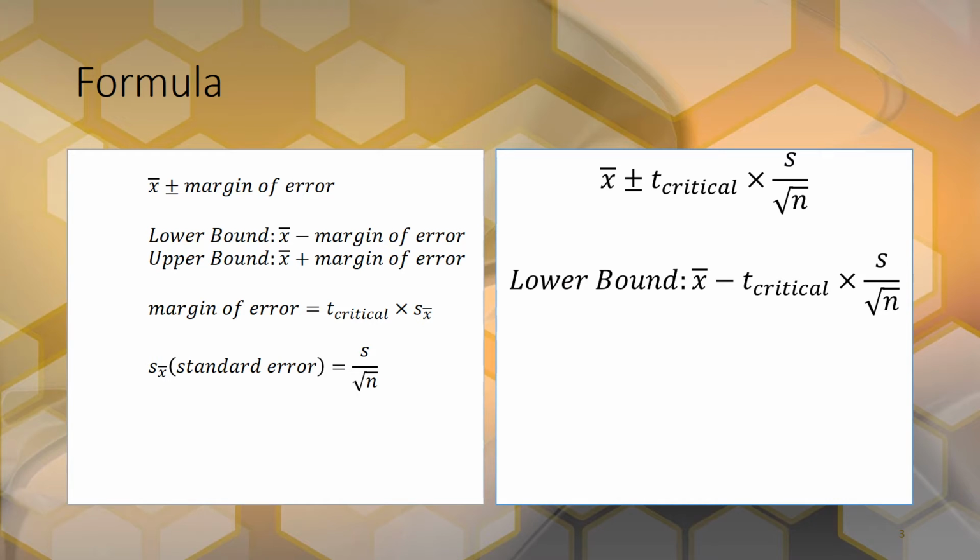And so the lower bound is going to be the sample mean minus the critical t times the sample standard deviation divided by square root of n. And the upper bound is going to be similar, but a plus instead of a minus.